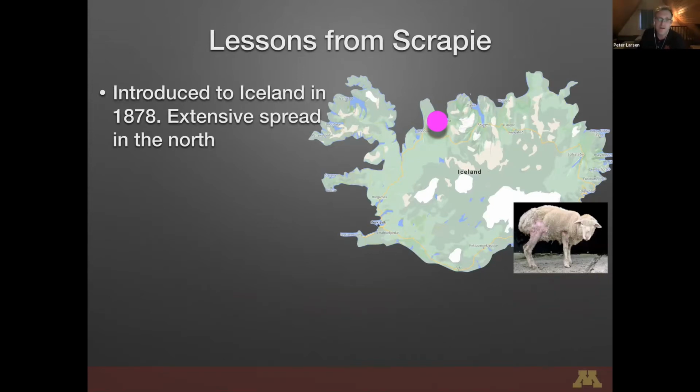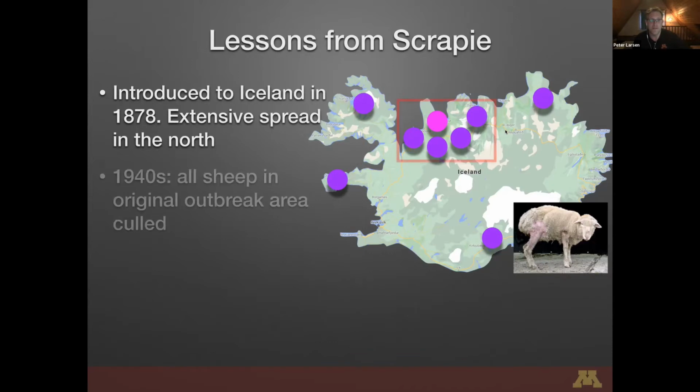Scrapie was introduced by a ram. A ram from England was imported into Iceland in 1878. That ram turned out to have scrapie, and it was used for breeding efforts throughout Iceland. Because of that, scrapie started to spread around the island. That pink dot is where the ram that had scrapie was imported, and these purple dots are where scrapie spread after that introduction.